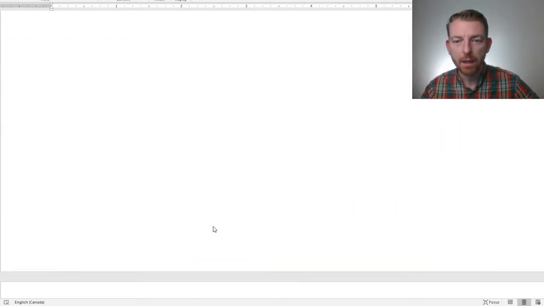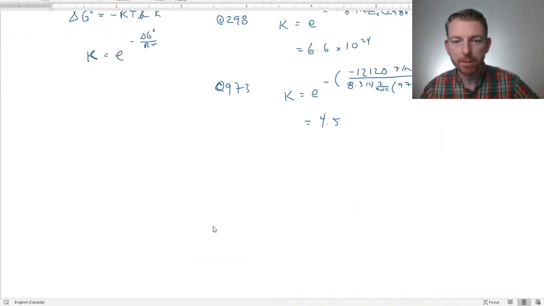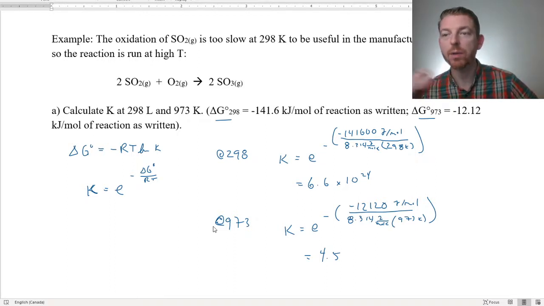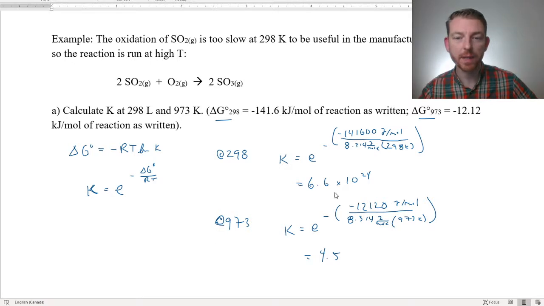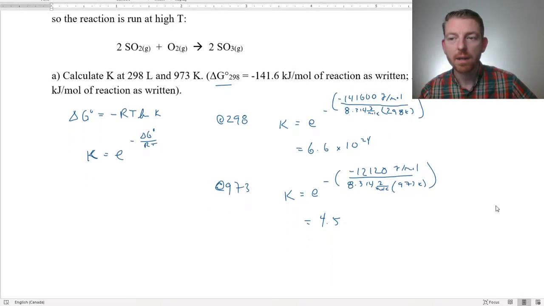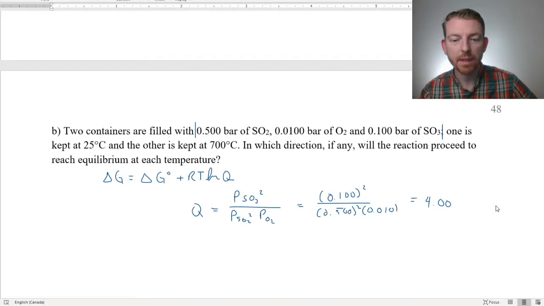So running back up to our equilibrium values, is 4 less than 6.6 times 10 to the 24? Yes. Therefore, it's going to be running spontaneously. Or the reaction is going to proceed in the forward direction is what it's asking. And is 4 less than 4.5? Again, yes. So this is still spontaneous. It's still going to run in the forward direction, which again should make sense because the delta G in both of these cases is negative, meaning that it's spontaneous in that direction.